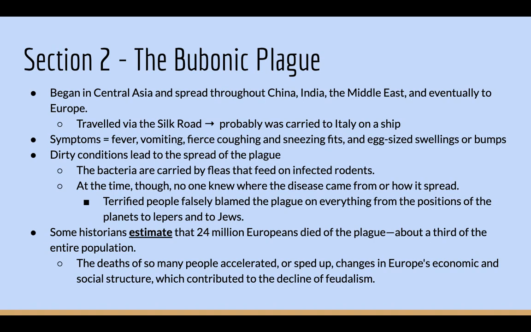So at this time, no one really knew where the disease came from or how it spread. So as a result, terrified people falsely blamed the plague on anything from the positions of the planets to lepers or even Jews as well. Some historians estimate that about 24 million Europeans died of the plague, which was about 1/3 of the entire population. The deaths of so many people accelerated, or sped up, changes in Europe's economic and social structure, which is actually what contributes to the decline of feudalism.